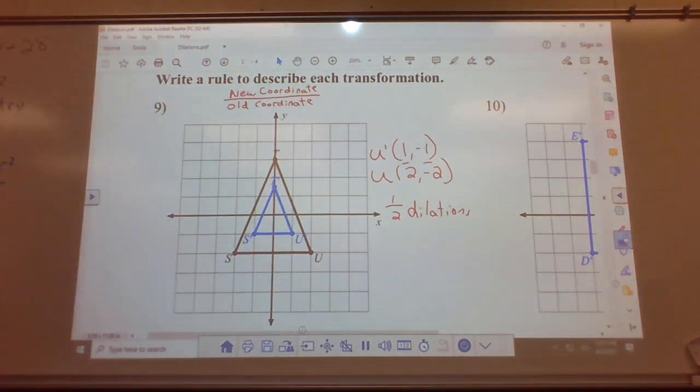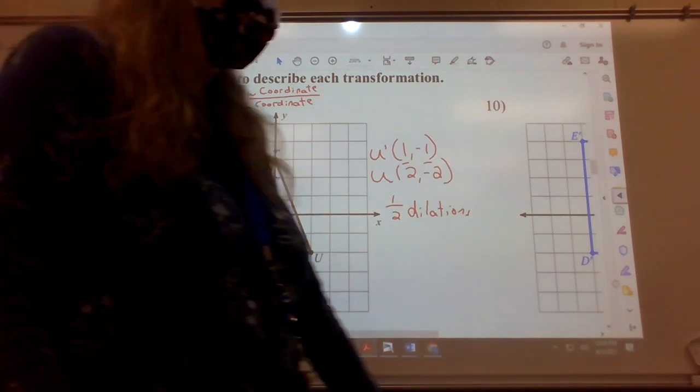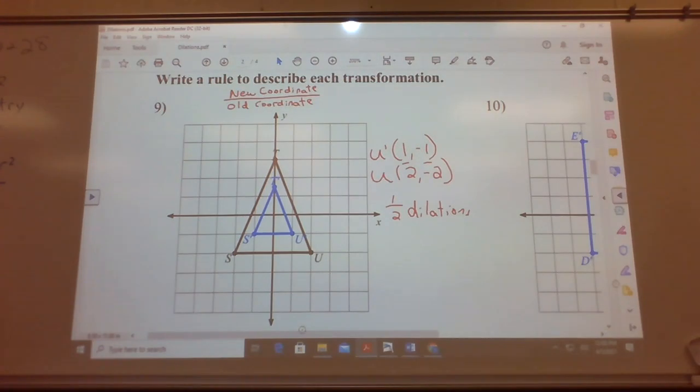So just double check to make sure when you're done that makes sense. Because so often I have students do it the wrong direction, and they end up with maybe a dilation factor of 2. I'm like, but did it enlarge? No, it shrunk. So you don't need 2, you need 1/2. So that was number 9. These next few go really quick. So let's look at number 10.